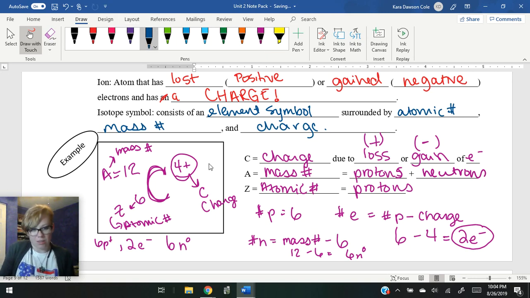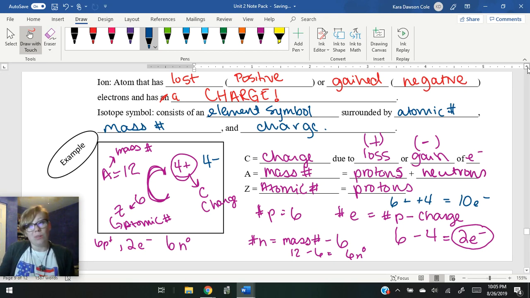Now, I could change this. Let's say I change this to be 4 minus here. The only thing that's changing here, I'm not changing my protons or my neutrons. The only thing that is changing is my number of electrons. So again, I'm still going to use this same formula. My number of protons is 6 minus negative 4, so I'm going to add these together, and that's going to give me 10 electrons there. If I have a negative sign, it's going to be minus the negative charge, which means I'm adding the electrons in.